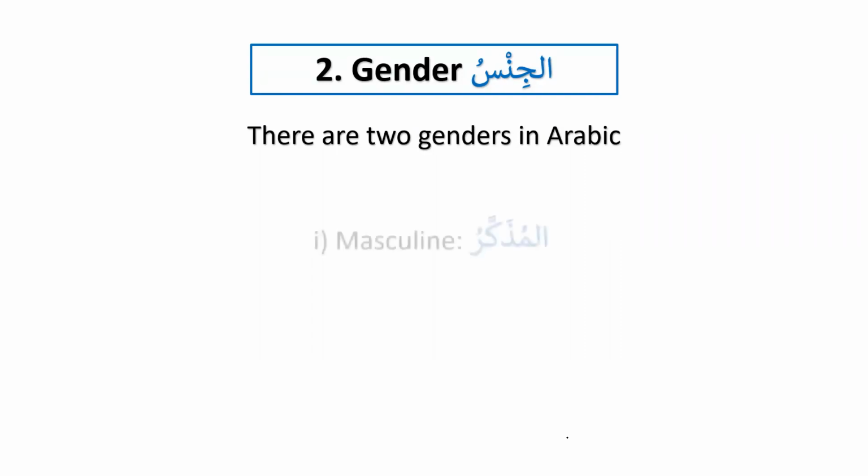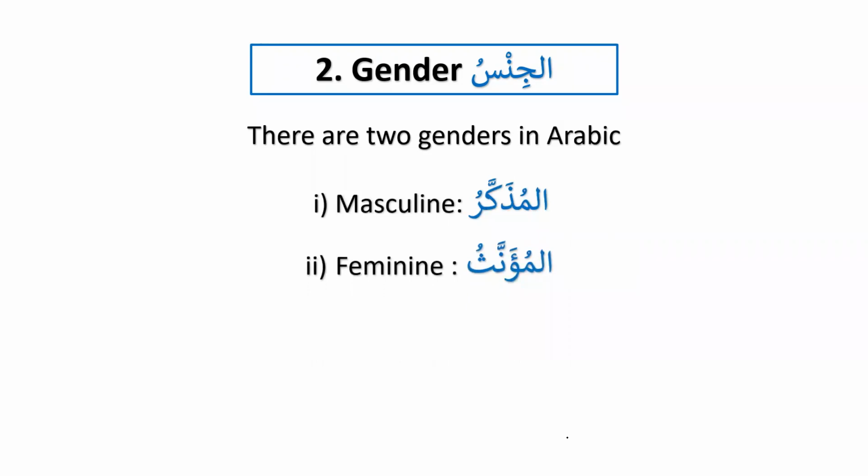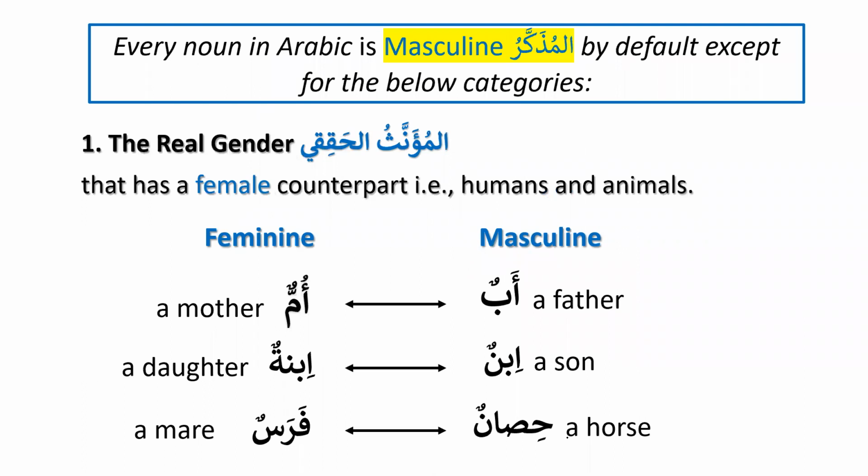So only 2 genders: al-madhakkaru, which is called masculine, and al-mu'annathu, which is called feminine. So it is called gender, or al-jins. Now we have learned already that every noun in Arabic is masculine. So that means we don't need to bother about it. The only thing that we need to focus on is the feminine, right?